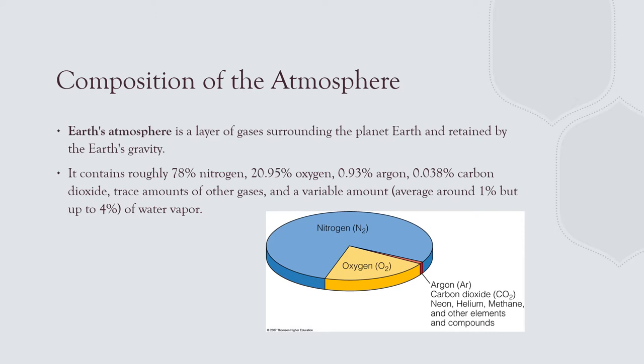If you were to, say, go to the north, where it's colder, there would not be as much water vapor in the air. But the troposphere in general, 78% nitrogen, nearly 21% oxygen, and then the rest. And you can see on the graphic, water vapor can be anywhere from 1 to 4% depending on location, which slightly changes the overall percentages.